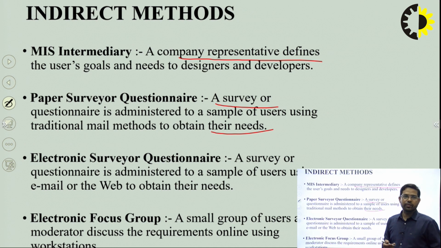In the paper survey, we use paper and choose options like good, very good, excellent, poor. It is the same as the electronic survey. An electronic focus group is basically a group which discusses the requirements online. In the previous one, the same kind of group is there, but we are working offline.